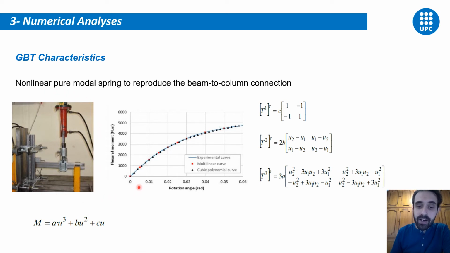Once we have obtained the experimental results, which is the blue line here, what we have done is to adjust a cubic polynomial curve, as you can see here, to have a good agreement between the experimental values and the numerical ones. Once this polynomial is adjusted and these coefficients are obtained, what we have to do is to calculate the elemental tangent stiffness matrix for this nonlinear pure model spring, and it can be easily introduced into our global system.